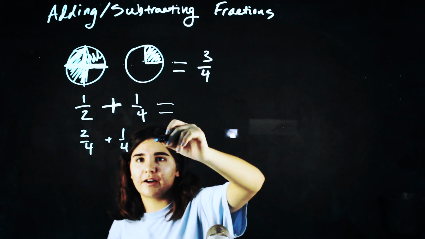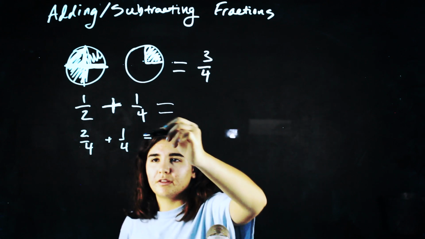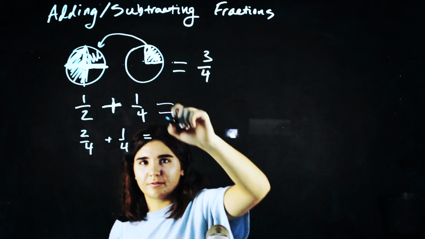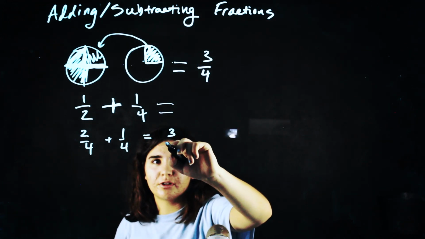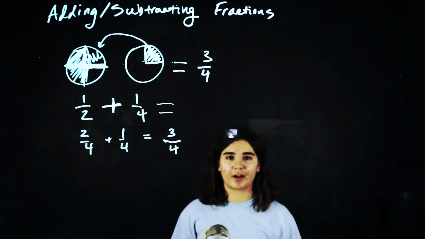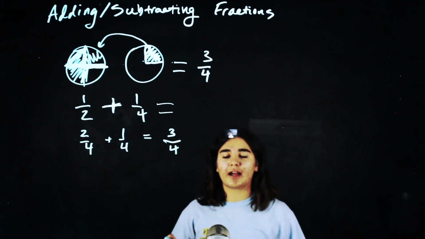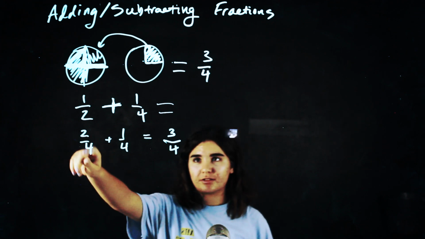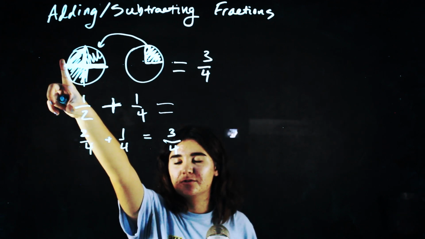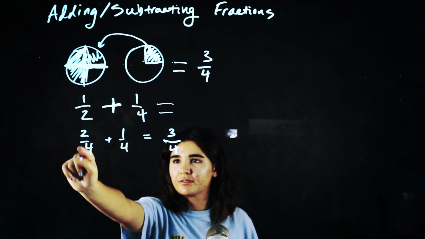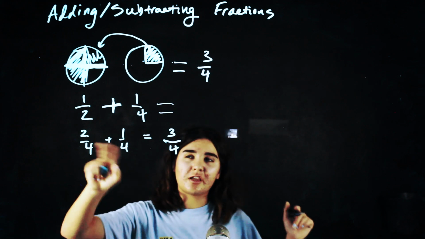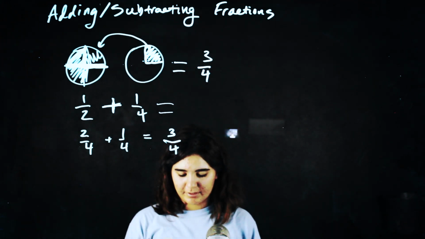Because now all we have to do is add the tops. 2 plus 1 is 3. That's what we did over here. And then keep the bottom, 3/4. So that's just the logic behind adding and subtracting. You want to get the denominators to be the same. In this case, we visualized this as 2/4 and then wrote it down. And then you just add the numerators and keep the denominator the same.